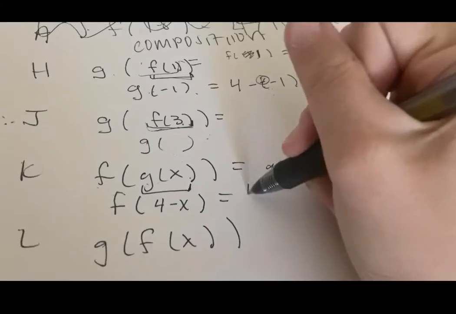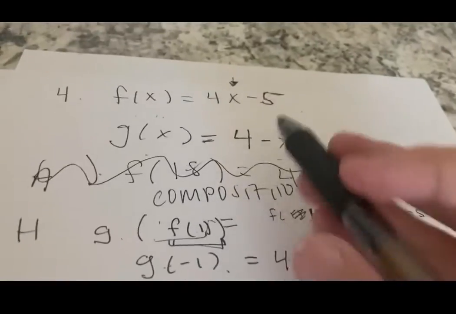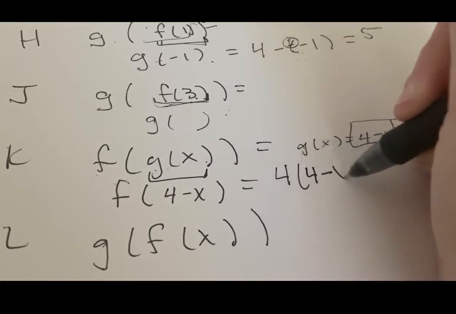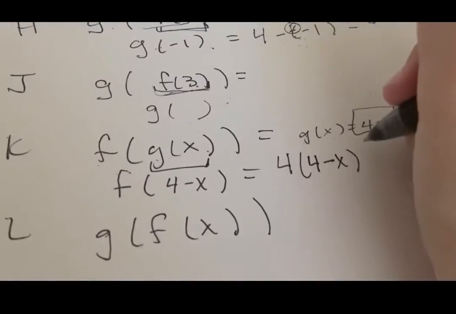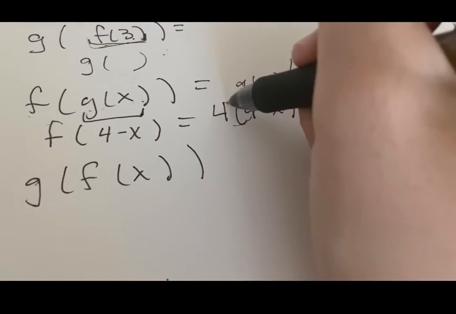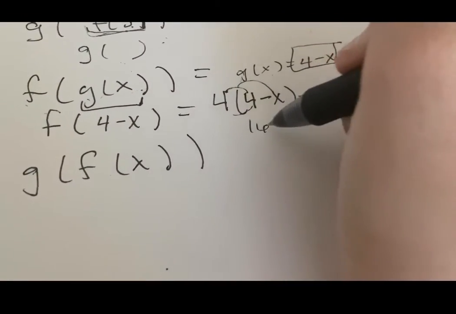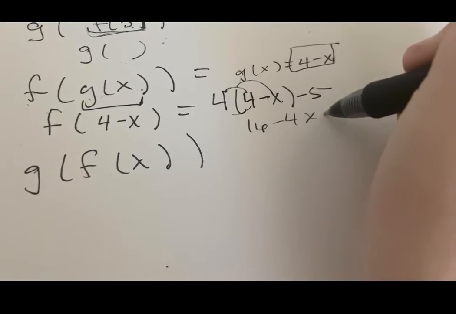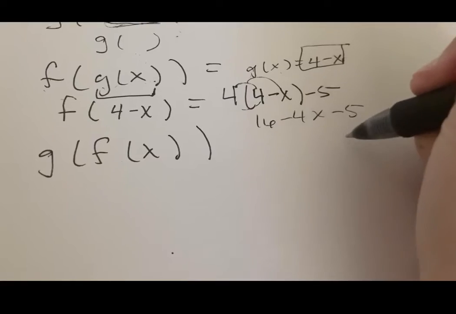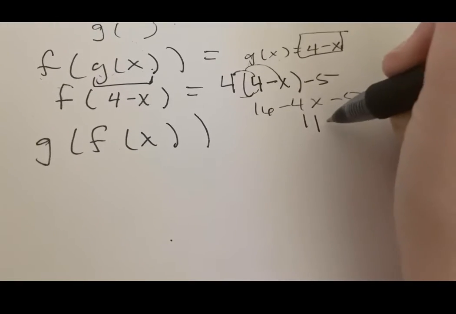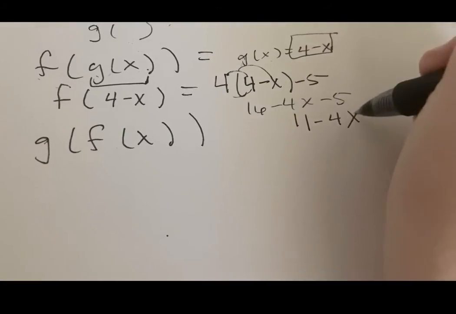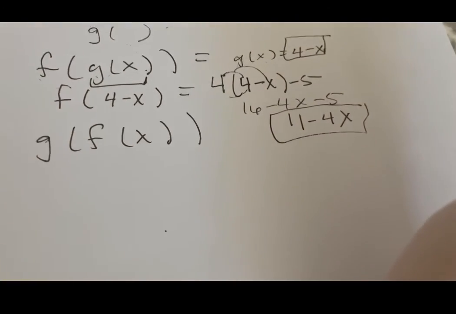So this becomes 4 times the whole thing, 4 minus x, and then I subtract 5. On here, just be careful with distributing. This is 16 minus 4x, still have the negative 5 at the end. 16 minus 5 is 11, and then minus 4x. We can't simplify any further, so that is your answer.